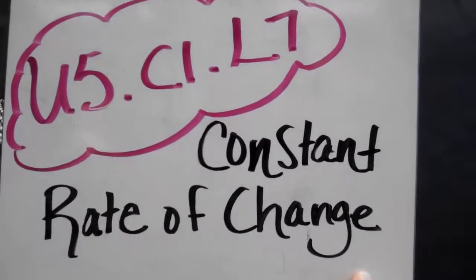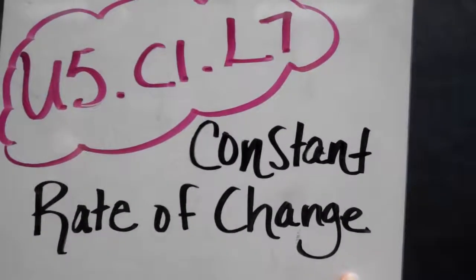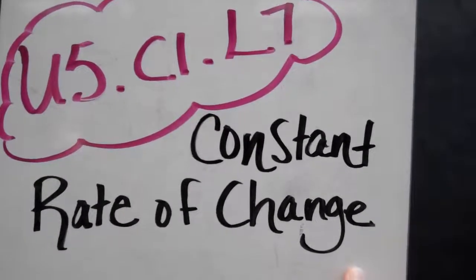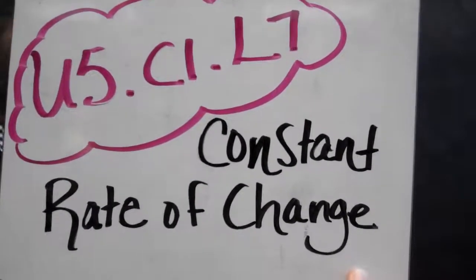Hi, this is Unit 5, Chapter 1, Lesson 7, and Mr. Romanovich is going to be talking about constant rate of change.